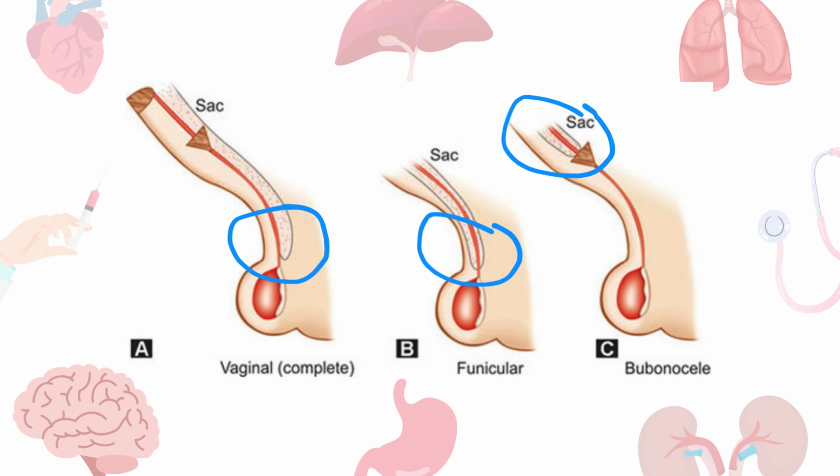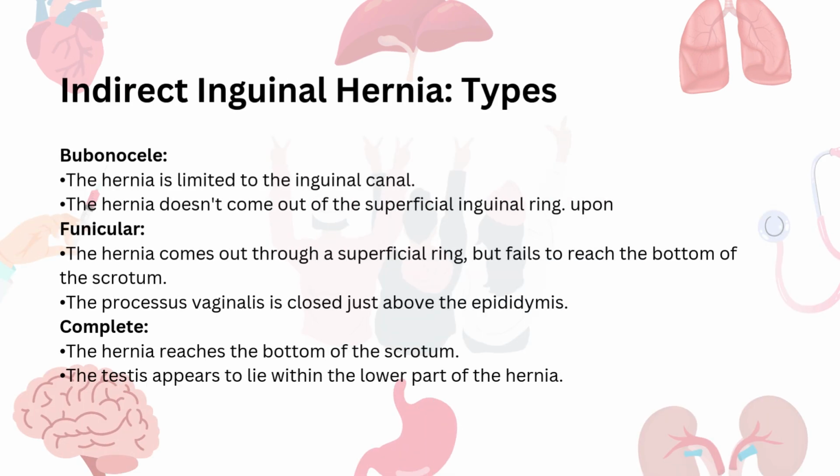So the first type is when the hernia is limited to the inguinal canal. It is not coming out of the superficial inguinal ring. And then funicular is the type of hernia that comes out of the superficial ring. Remember that the deep inguinal ring was located laterally, then there was this inguinal canal, and then on the medial side there is this superficial inguinal ring. So if it is not coming out of the superficial inguinal ring, it is bubonocele.